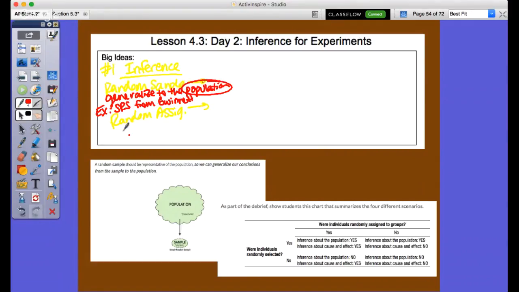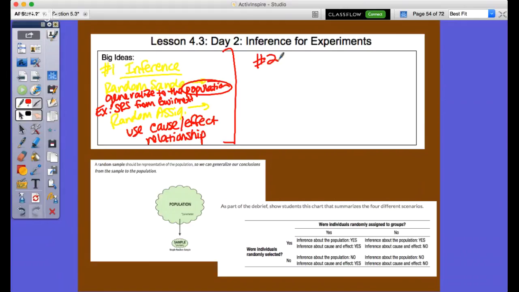Random assignment allows us to use cause and effect relationship. So in an ideal world, if we take a random sample from my population and then we randomly assign that sample, we're able to not only generalize to my population, but show cause and effect to that population. That's the power. I got the power. That's the power.